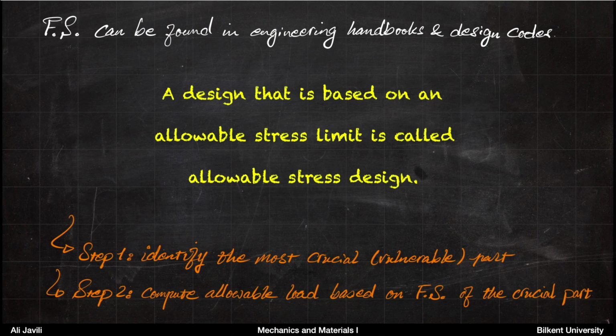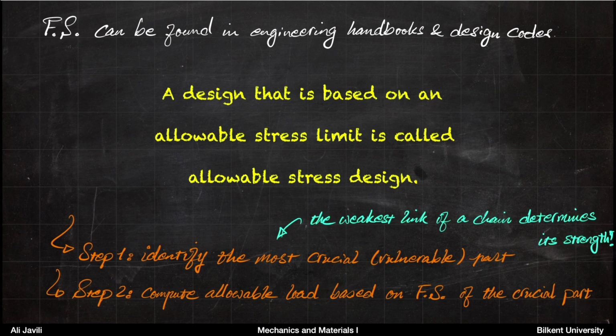To do this, you always have two steps. The first step is you need to identify the most crucial part of the structure, or the most vulnerable part of the structure. And then step two tells you that for that part, based on the factor of safety, you compute the allowable load. So basically, again, the whole idea is that the weakest link of a chain determines its strength. So you should always find the most crucial part and then design for that crucial part.